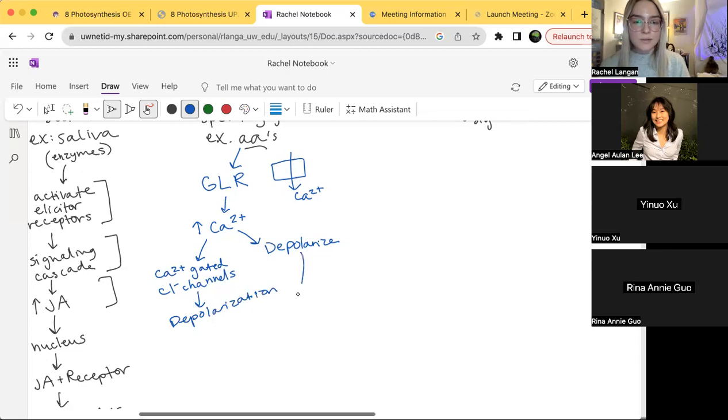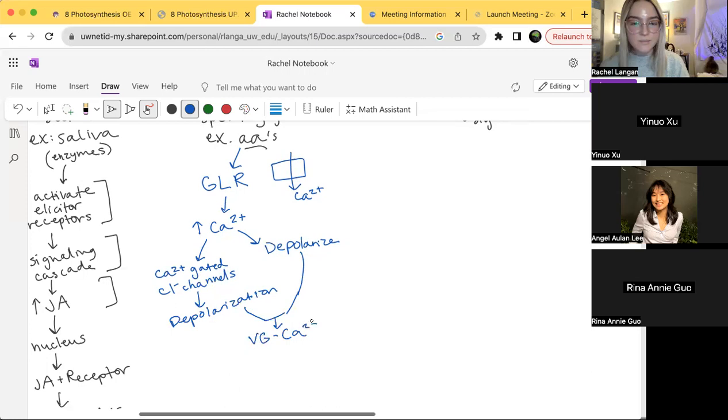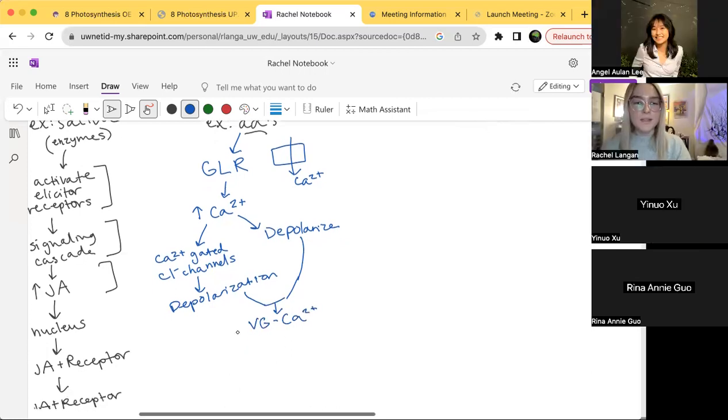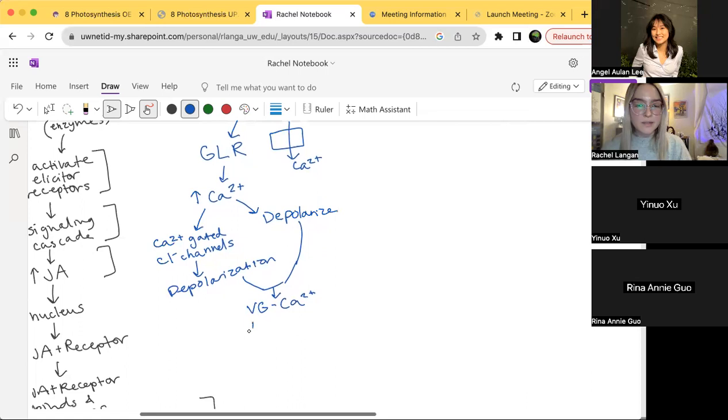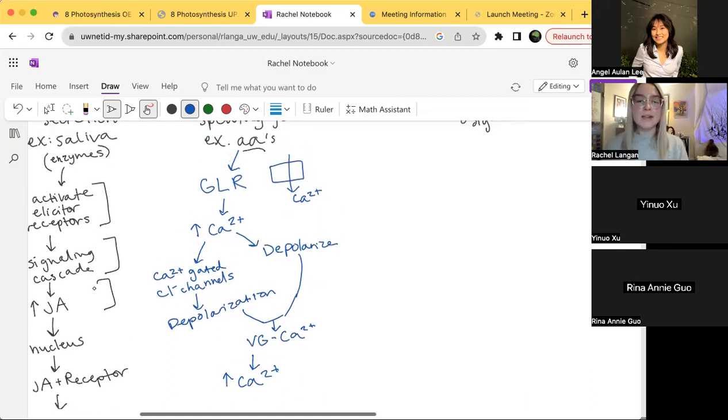And all this depolarization is then going to also activate voltage gated calcium channels. And those voltage gated calcium channels are going to increase calcium. So in the end, we get all of these things happening that activate a bunch of channels that cause a ton of depolarization and a ton of calcium.